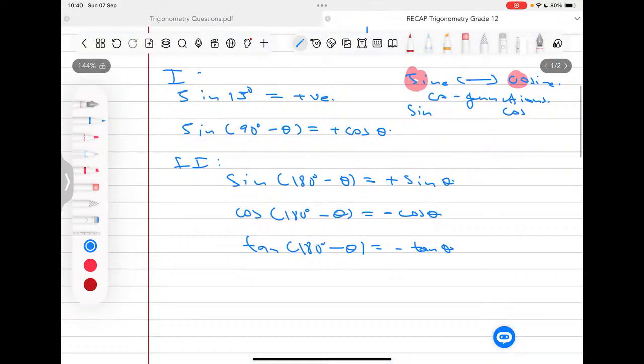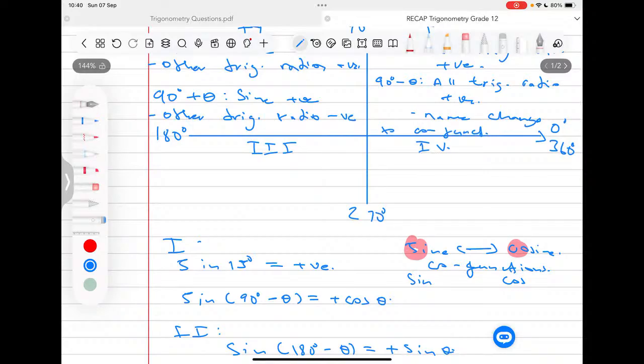So let's go through this again. Now, if we say we're having a sine of 90 degrees plus theta, we're going to start with the angle here. This angle means we're in the second quadrant. So that means here I'm going to have a positive, because in the second quadrant, sine is positive.